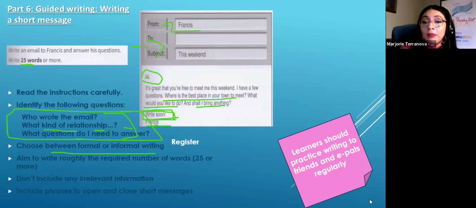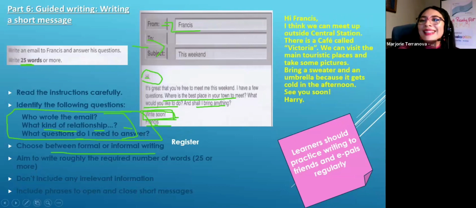Now, I have put in here, if you guys want, you can take a picture of this. Here we have, okay, this is an example. Okay, I think everybody can see it. Hi, Francis. I think we can meet up outside Central Station.